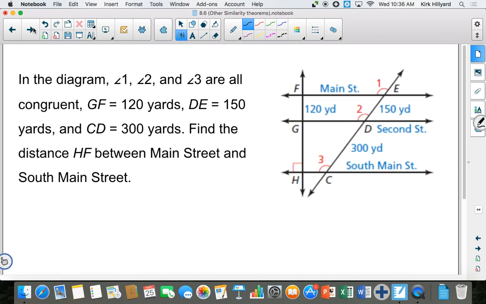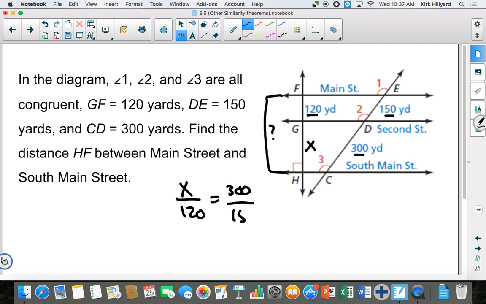So looking at this, they've labeled all these. They said this one's 120, 150, and 300. And they want to know the total length of that right there. But in order to do that, we're going to have to find that length first, and then we can add them together. Because they want to know, let's see, find the distance of HF, which would be the distance from Main Street to South Main Street. So we would set this up as x is to 120 as 300 is to 150. Now you could have gone 120 over x and 150 over 300. Get the same answer either way.